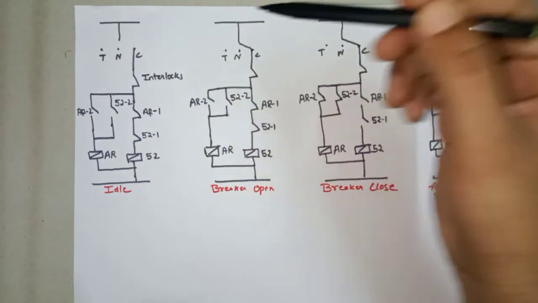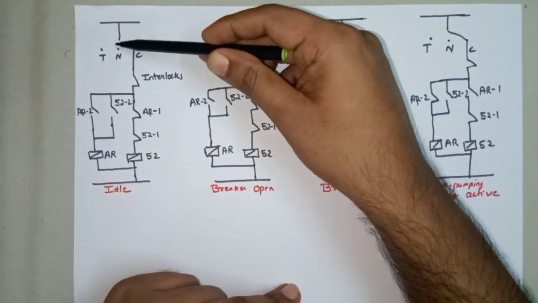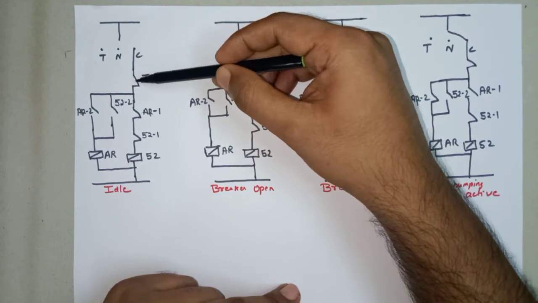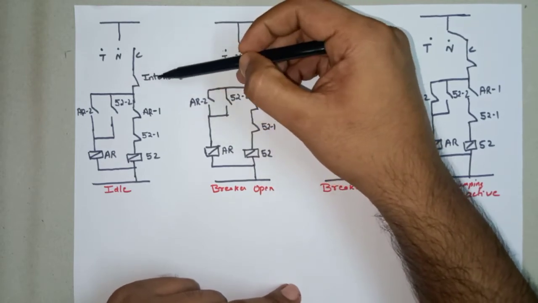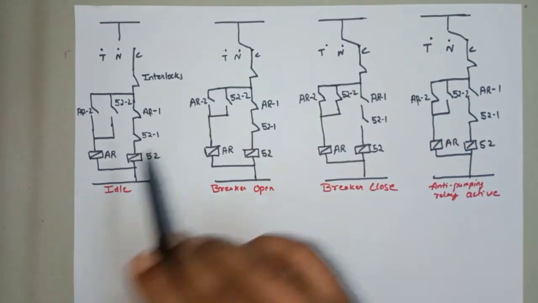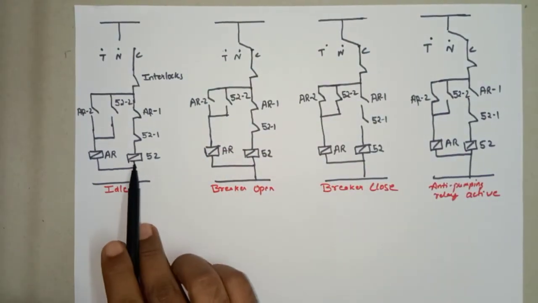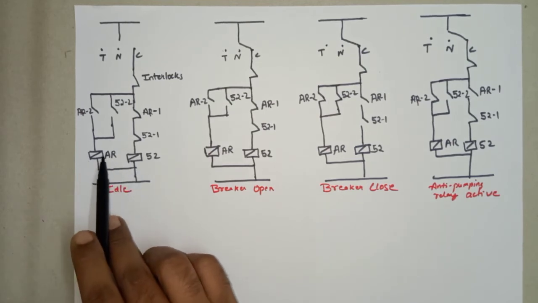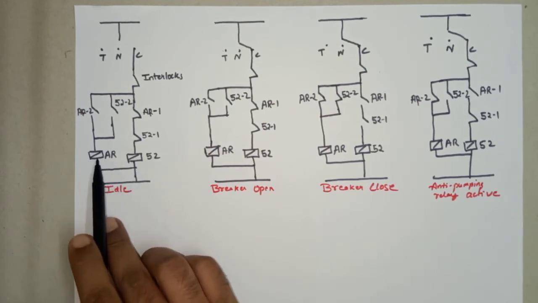Now I have drawn here a simple similar circuit. A breaker close command is issued from the TNC switch. I have taken all the interlocks through one NC contact. There can be multiple interlocks in series. Now, as you have seen, there are two coils here. This 52 is the closing coil of the breaker, and this AR represents the anti-pumping relay.